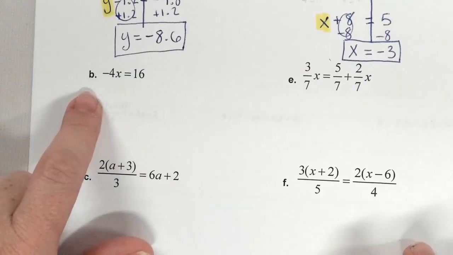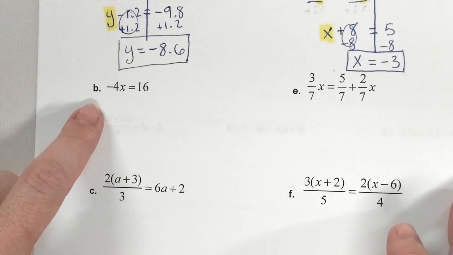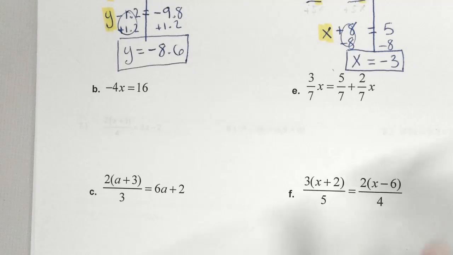Okay, so look at B. What do I need to do? I need to get rid of that 4. I need to get rid of what 4? What kind of 4? Negative. Negative 4. How do I get rid of that negative 4? Plus 4. Not plus. Why not?